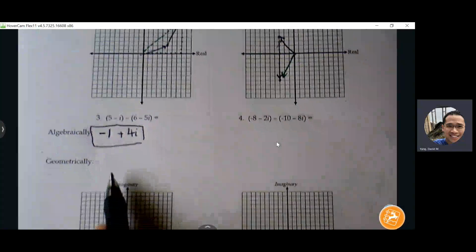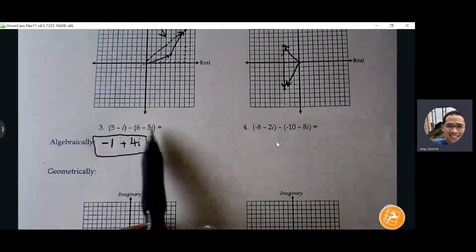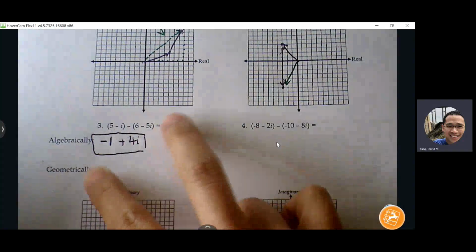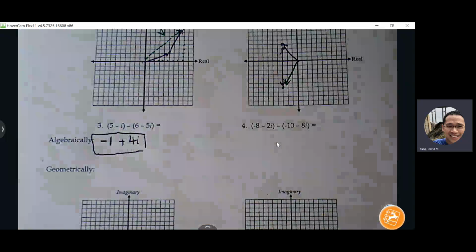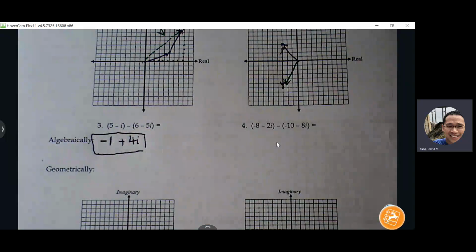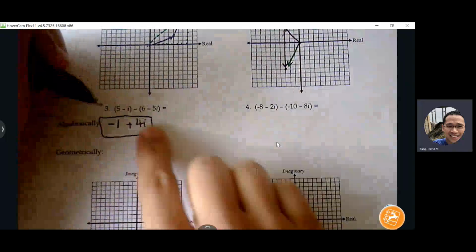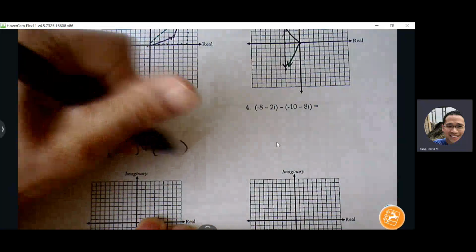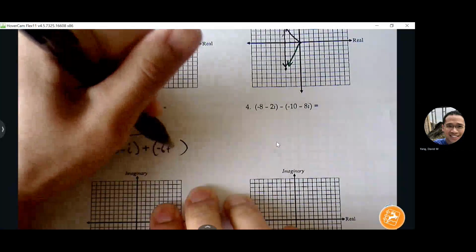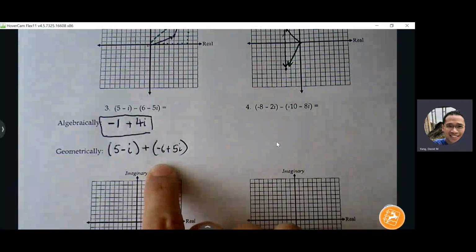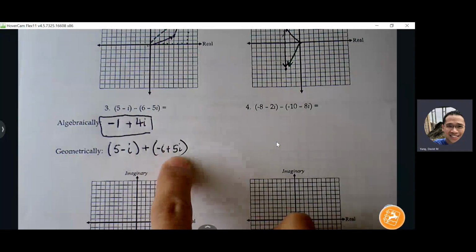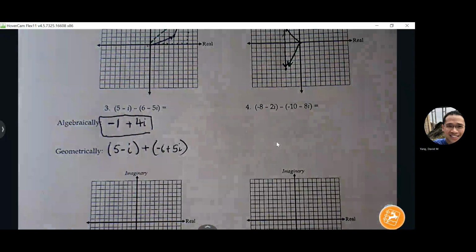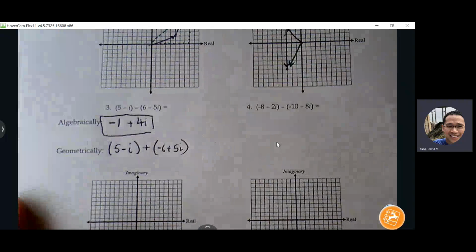Now, geometrically, this is what I would suggest. If you're subtracting, you're going to have to change the signs. But before you do it geometrically, why don't we make this into an addition between two vectors? That way you don't have to do something opposite from what you're seeing. So this is the same thing as saying 5 minus i plus what? Yeah, -6. That way it feels more straightforward, right? Because you can just graph this vector, and then you can just follow the signs and not have to worry about subtracting and changing it later. So that's what I would do geometrically here.